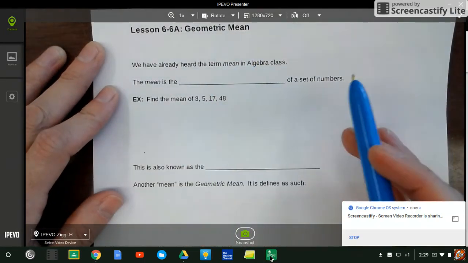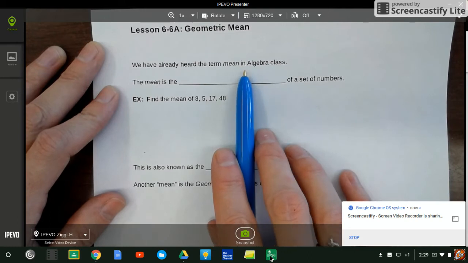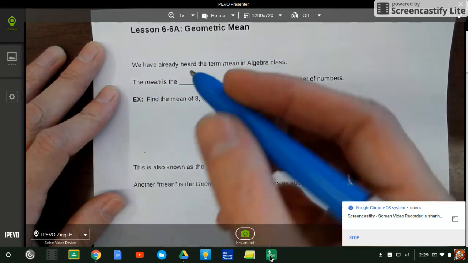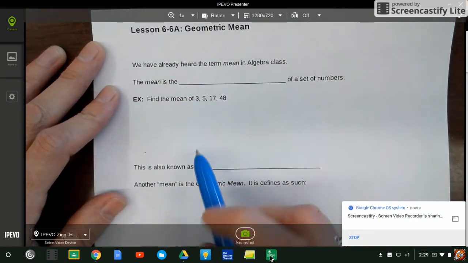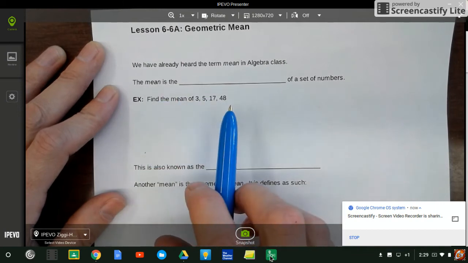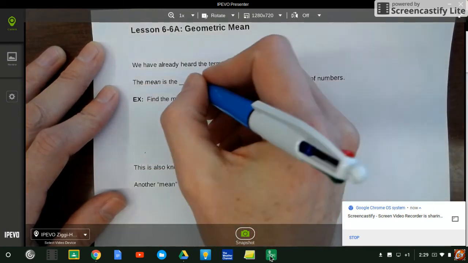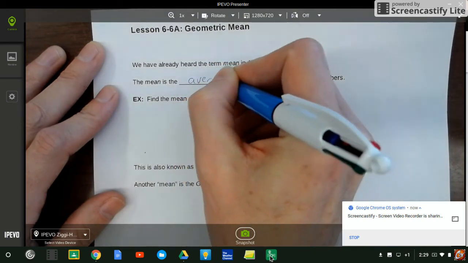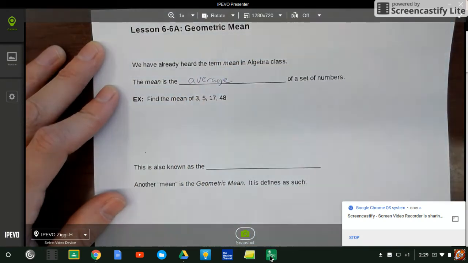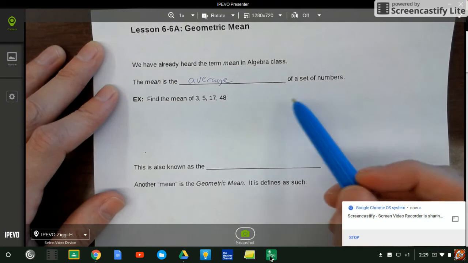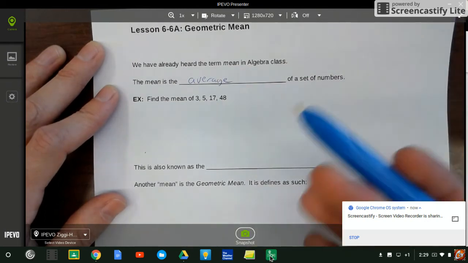Now, mean is something you have already heard in your algebra class. And you know that the mean is, you know what? You tell me. What is the mean? Think about mean, median, and mode. Good. The mean is the average of a set of numbers. Now remember, median was the middle number, mode was the one that showed up the most times, things like that.